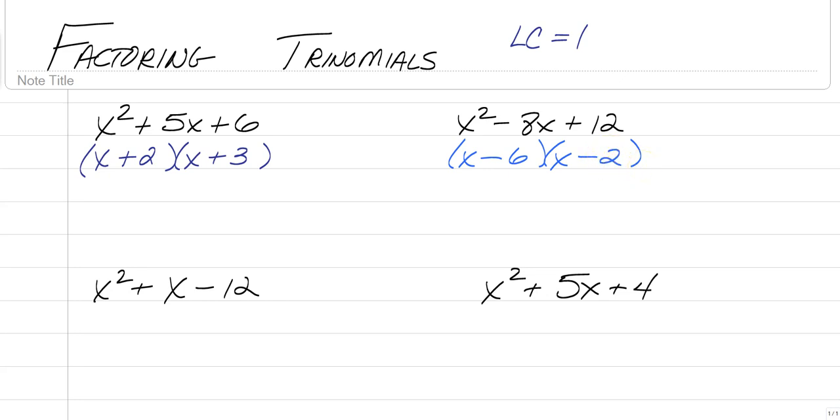Okay, and if you wanted, you can FOIL that to make sure that you get x squared minus 8x plus 12, but I can tell you for this one, that's right. No need to check, but you can if you want. So you have two more examples right here. I would like you to pause the video and try them. What you're thinking of is two numbers that will multiply to negative 12 but add to a positive 1. And in this one, what two numbers will multiply to a positive 4 and add to a positive 5? Okay, pause the video, give that a try, and then we'll talk about it when you're ready. Click play.